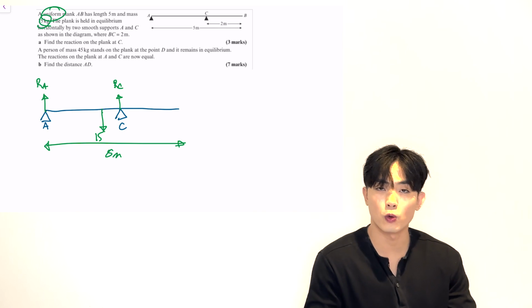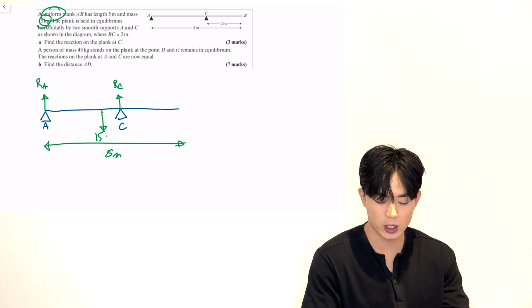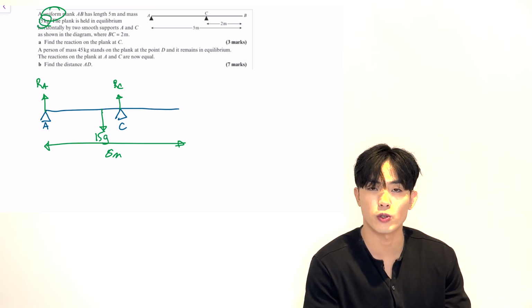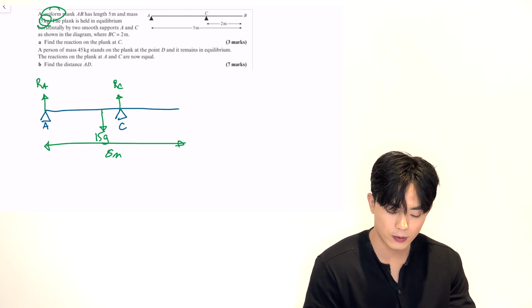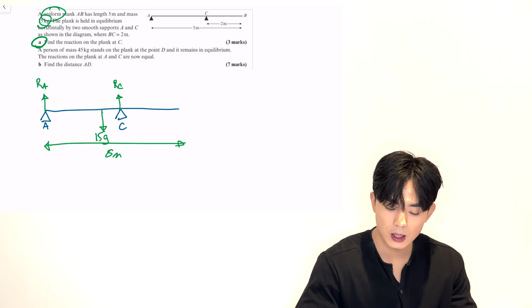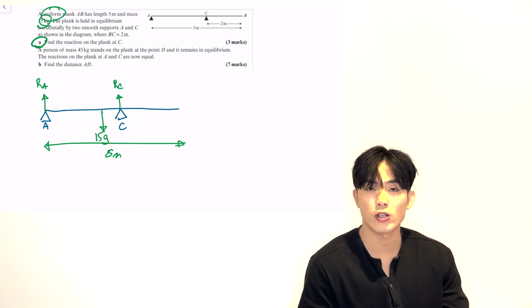And because we're dealing with forces, mass is not a force, so it's going to be 15g, where 15g is the weight, which is also a force. So now we've drawn all the forces here, and they're asking us to find the reaction at plank C. In order to find the reaction at C, we're going to take moments, okay?